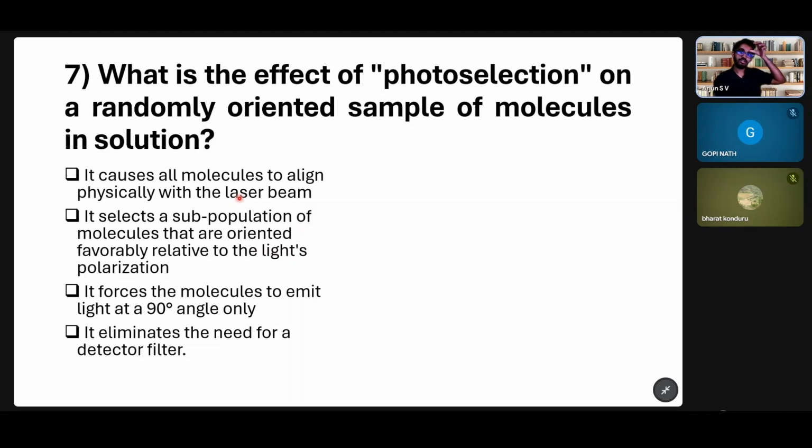Options are, it causes all molecules to align physically with the laser beam. Second option is, it selects a subpopulation of molecules that are oriented favorably related to the light's polarization. Third option is, it forces the molecules to emit light at a 90-degree angle only. Fourth option is, it eliminates the need for a detector filter. So which one of these options is true?